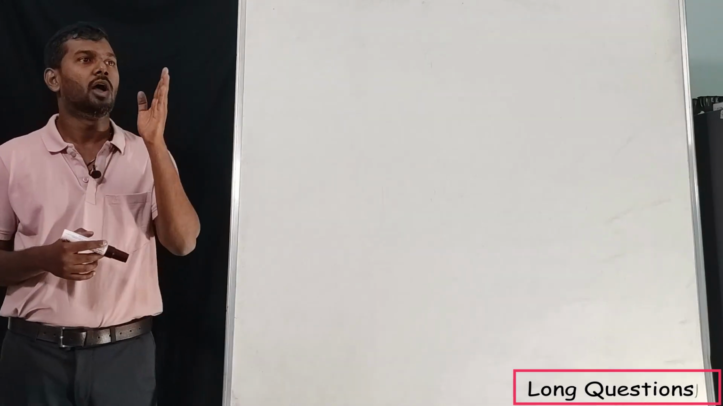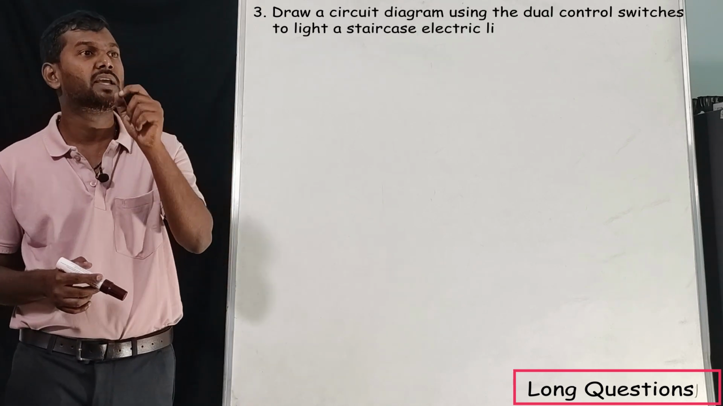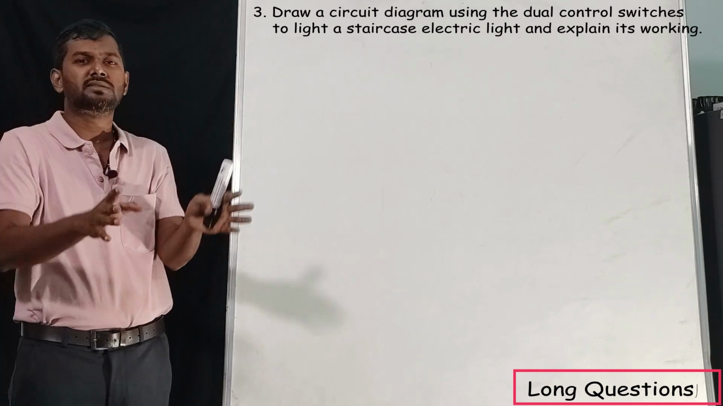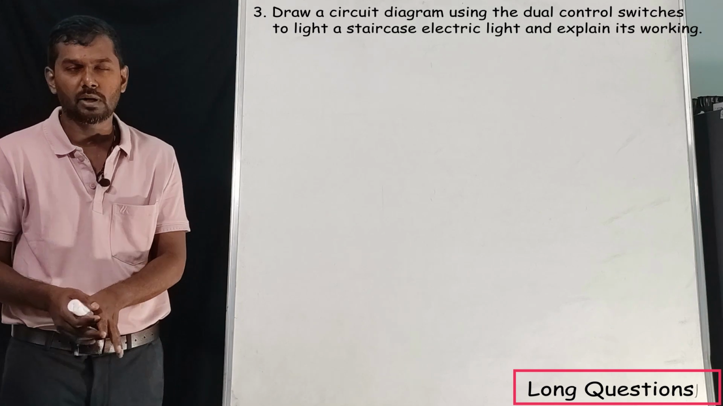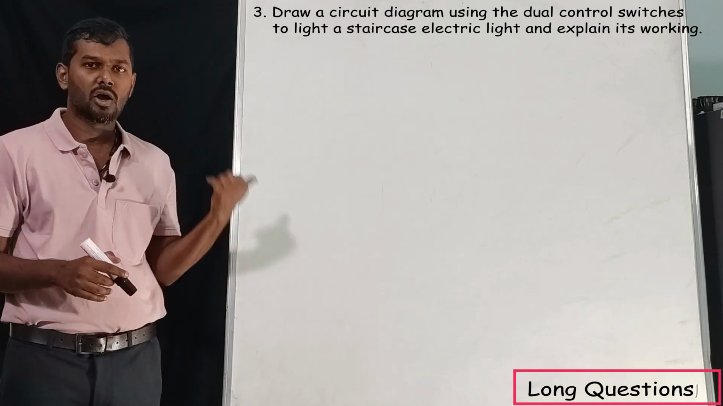Our next question: draw a circuit diagram using the dual control switches to light a staircase electric light and explain its working. See, the exact same question we have discussed in the concept video. That's why we are going to skip it. Nothing changed. Everything is exactly what we have learned in the concept video.